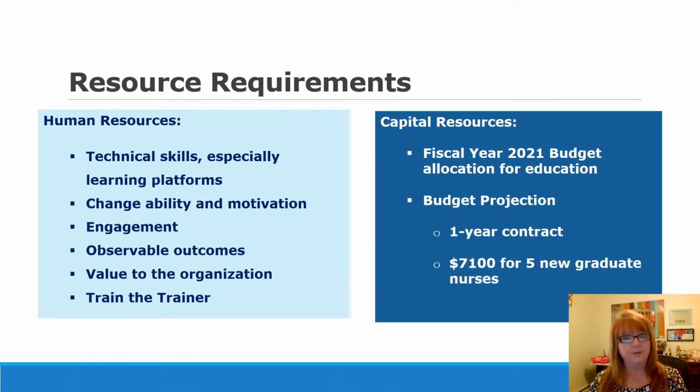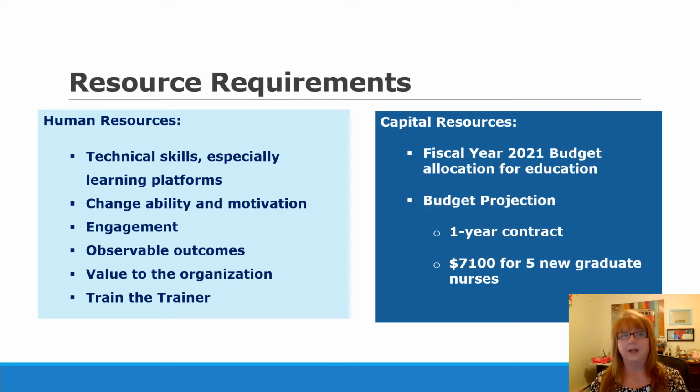So it's very important to assemble a team with the right skills, wouldn't you say? Our end users will need to have and or acquire technical skills, especially learning platforms. We want them to be able to accept change and be motivated and engaging. We need observable outcomes that add value to our organization. Train the trainer is very important for the VA educator to train new staff and not have dependence on that vendor.